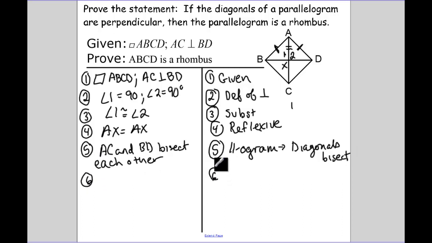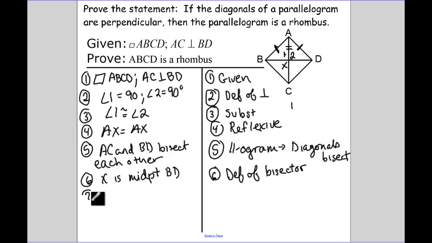Okay, step 6. Since the diagonals bisect each other, I have to say X is the midpoint of BD, by definition of a bisector. So since X is the midpoint, then I can say finally BX is equal to XD, and that is by definition of a midpoint.